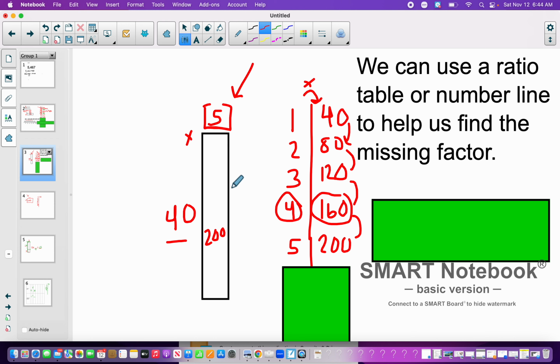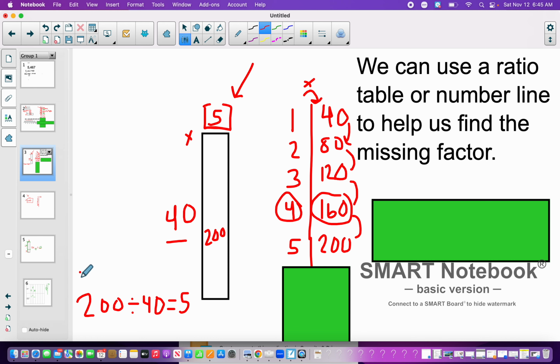So sometimes we find the missing factor. And really what we're doing, we're also doing division. We can use this. This is 200 divided by 40. So you're saying how many 40s can you subtract from 200? Because division is repeated subtraction. And the answer is 5.